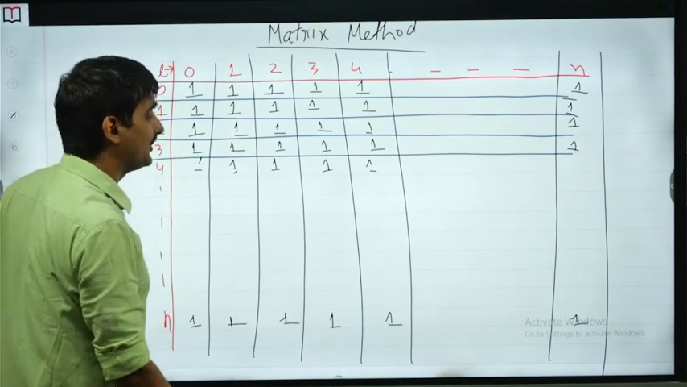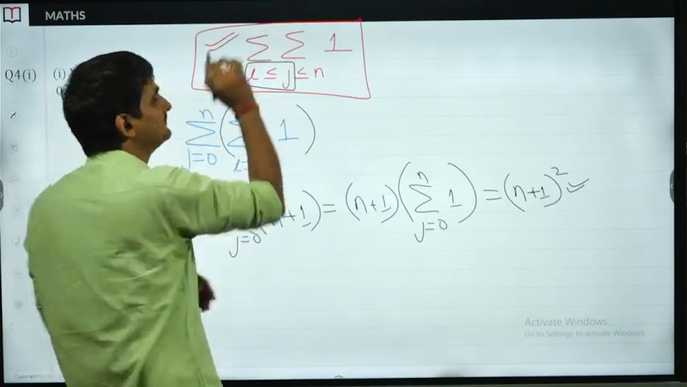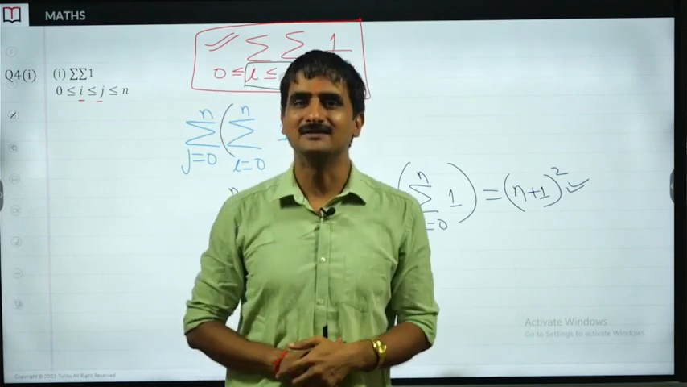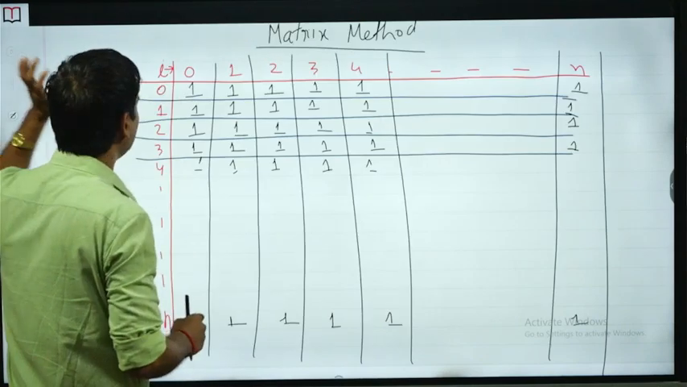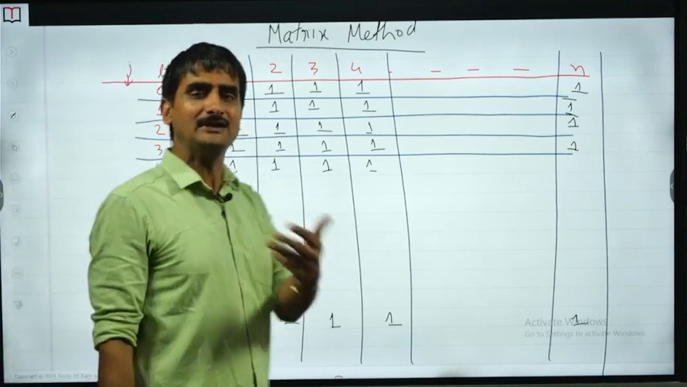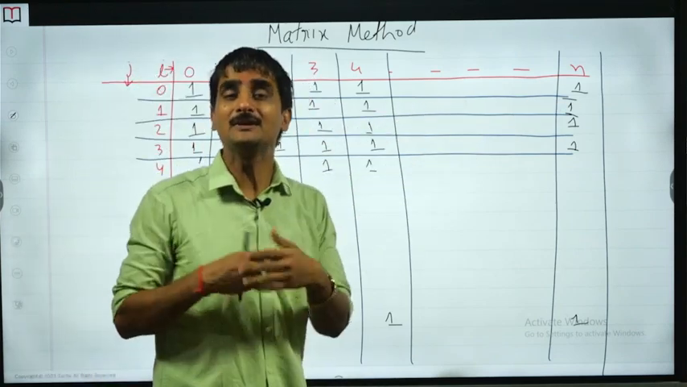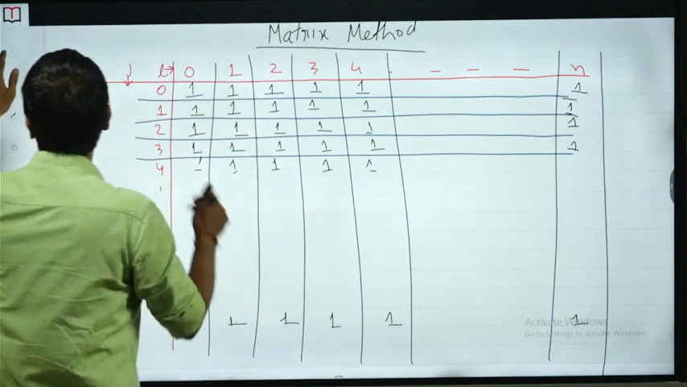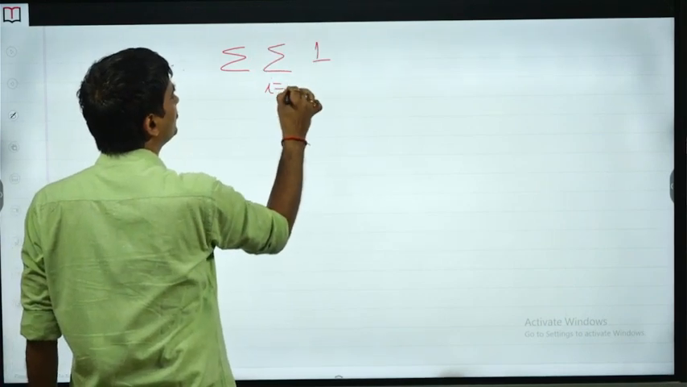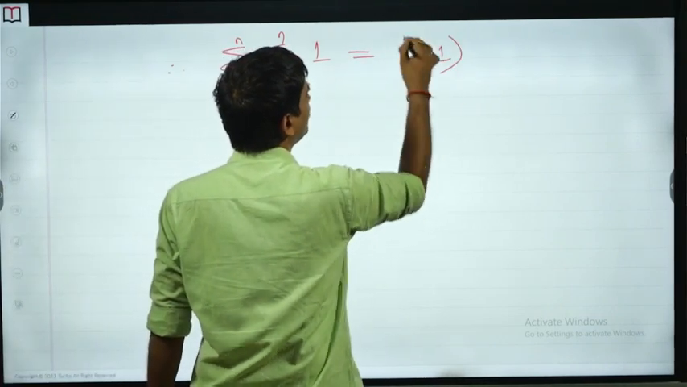Now if I am looking for this double summation, okay, so what am I looking for? How many times am I writing one to complete the matrix? Okay, so when i takes the value from 0 to n, j takes the value from 0 to n, how many times am I writing one? See, in a row there are n plus 1 ones, and how many rows do we have? n plus 1 rows. So therefore, the summation of 1 when i goes from 0 to n, j goes from 0 to n is nothing but n plus 1 whole square.